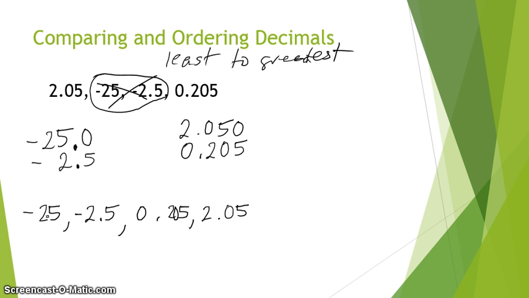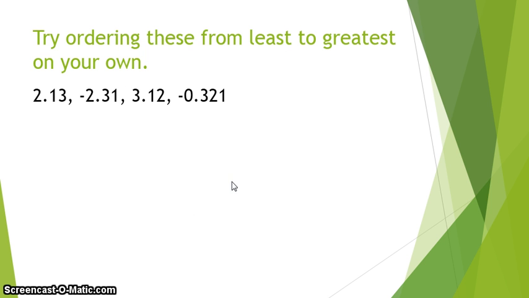So remember, negative numbers go first, positive numbers go next, and further away from 0 is smaller, closer to 0 is bigger for the negative numbers, and then the positive numbers should be pretty easy. There's nothing really tricky about them. Okay, so try this on your own for a moment, and then we're going to come back and see if you got this right.